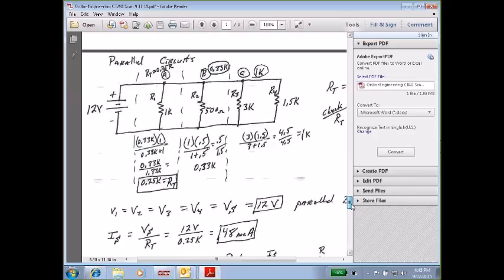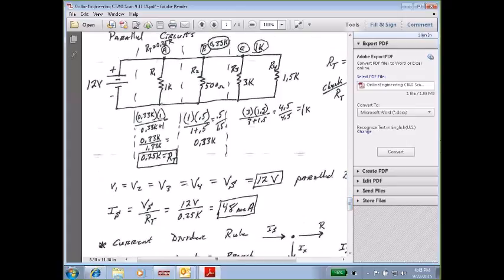Now, let's find our source current, or total current, if you want to call it that. That'd be your source voltage divided by your total resistance. 12 volts divided by 0.25K is 48 milliamps. Now, the third rule dealing with parallel circuits deals with current, and it states that the sum of the individual branch currents added up to be your total or source current.